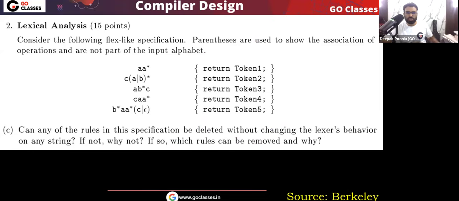Now to solve this type of question, let me tell you what you do. You go from top to down, because this is the priority order. This is the highest priority, this is the lowest priority. Always go from top to down. Now let me explain this question.